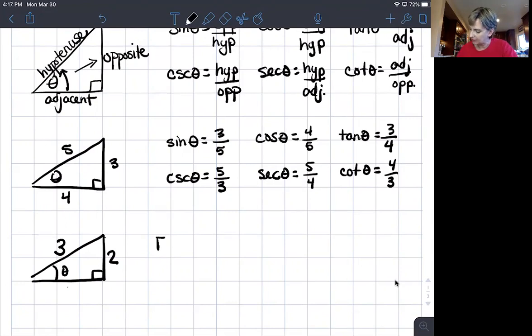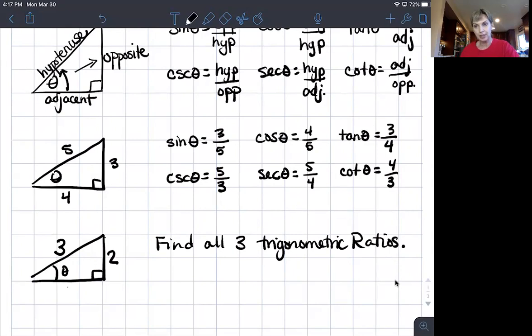And I want to find all 3 trigonometric ratios. To be able to do that, I'm going to need to know the third side. So what method do I have to be able to figure out what that third side is? The easiest way to do it is actually using the Pythagorean theorem. So we're going to use the Pythagorean theorem first to find that third side of the triangle. And once I have that, then it's really easy to find all 6 trig functions.